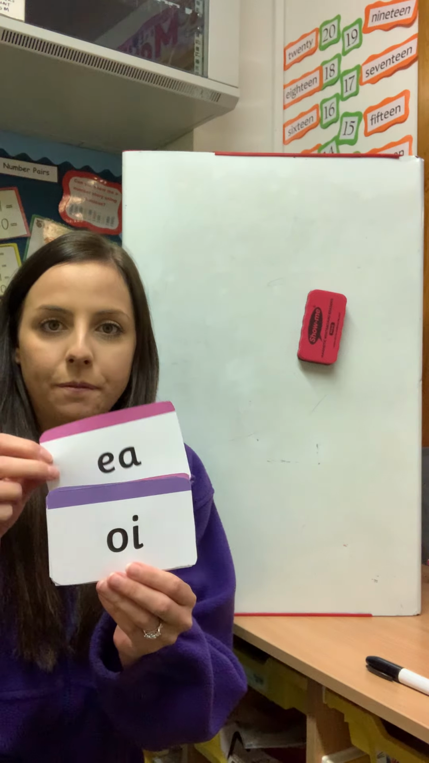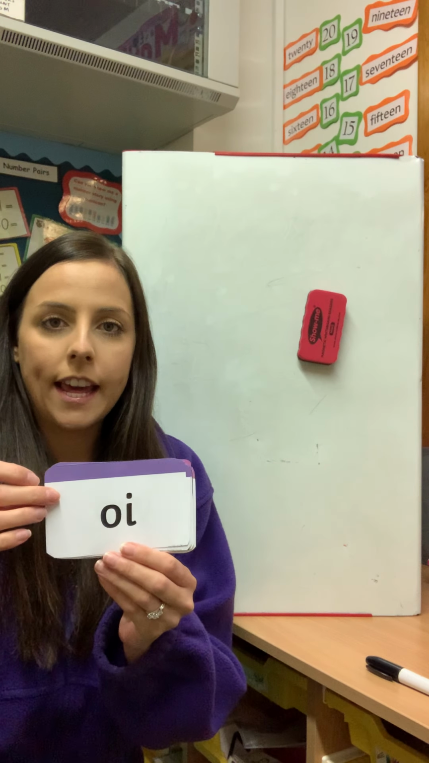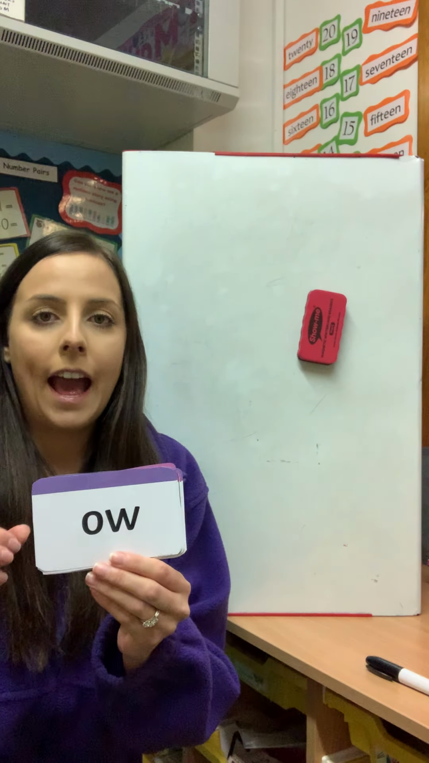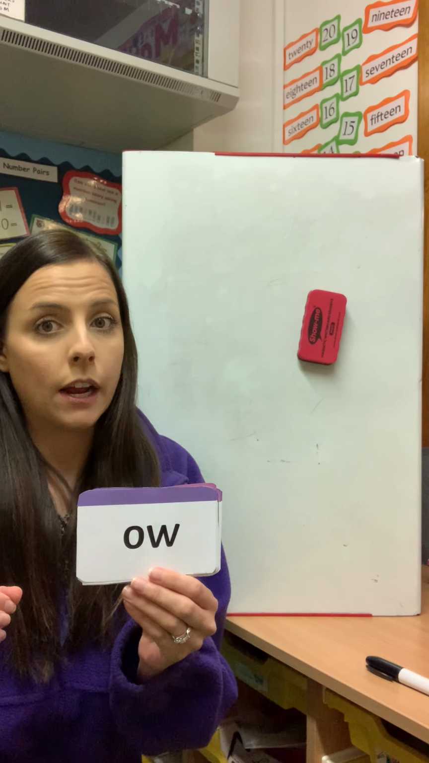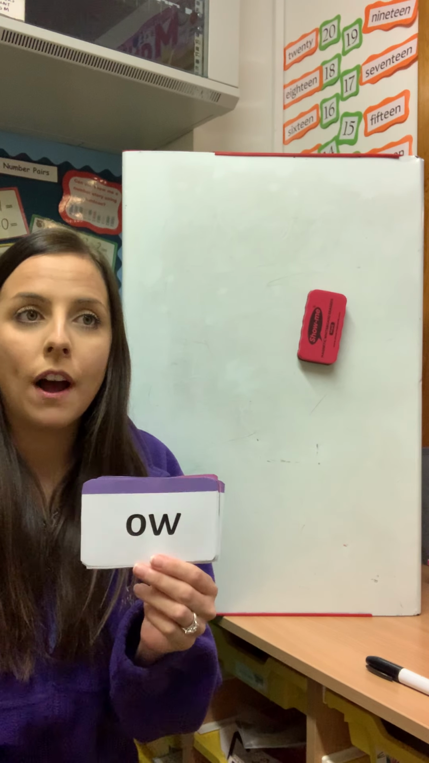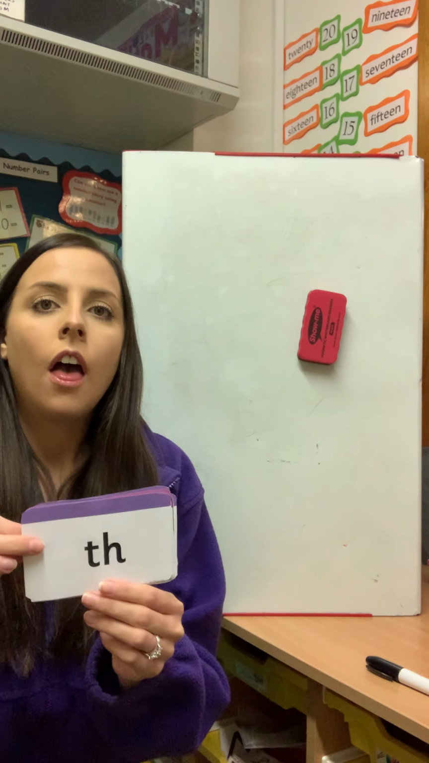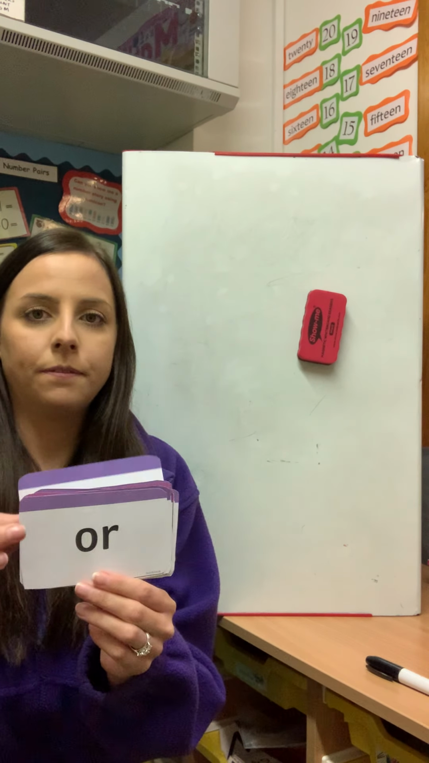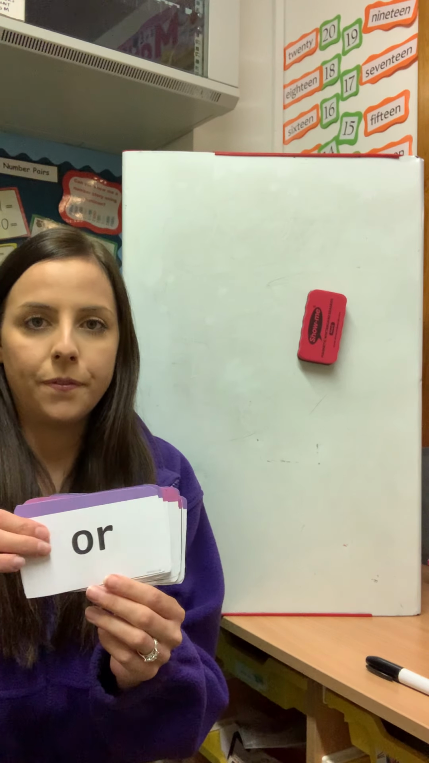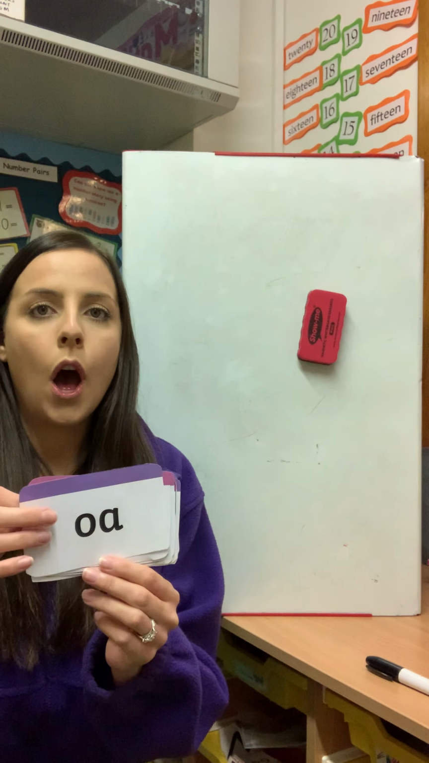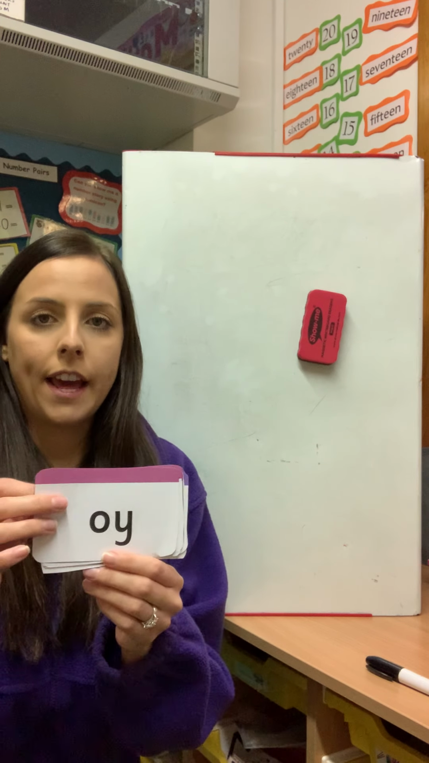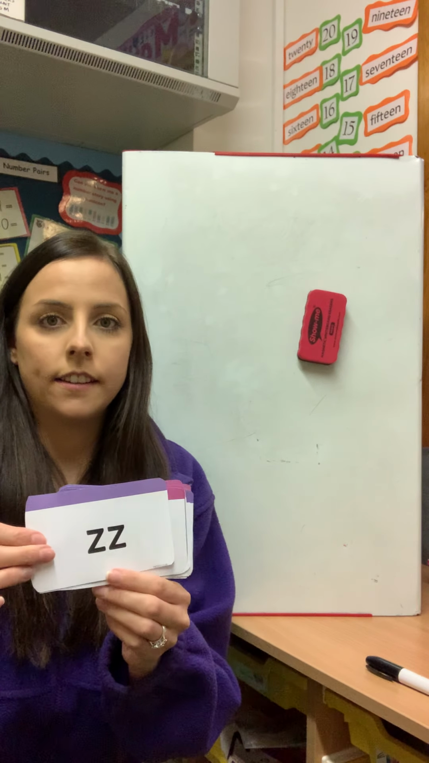E, oi, ow. It can make another sound though, it can make O. So we've got ow and O. Or, O. Oi, or, z.